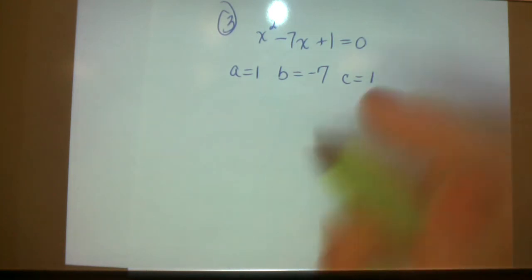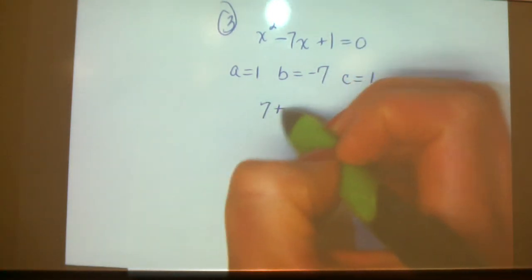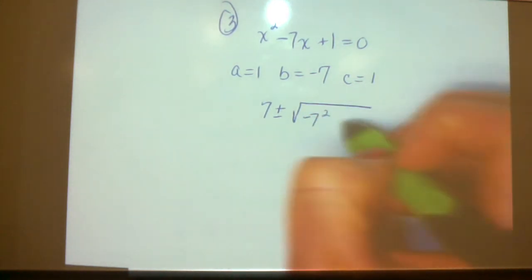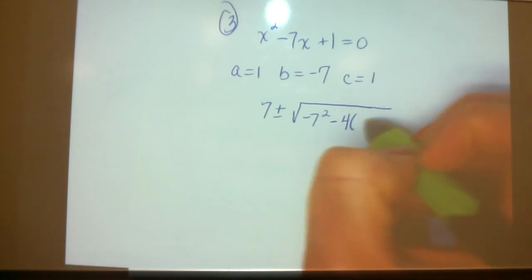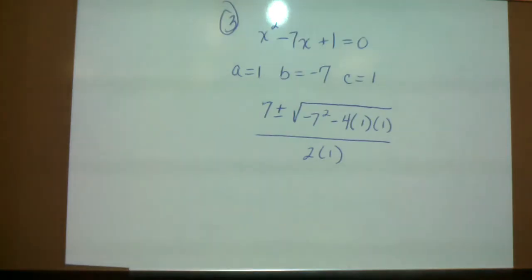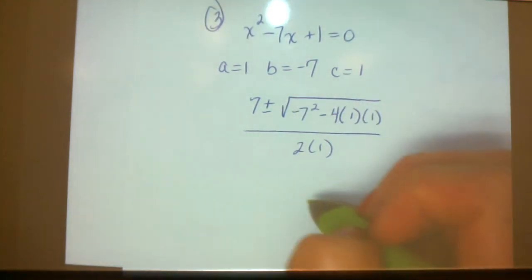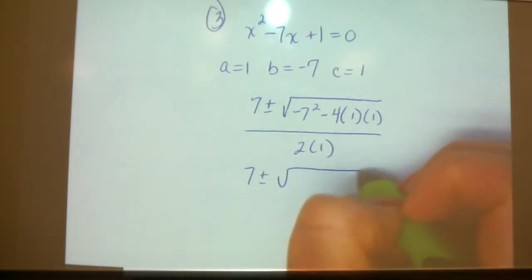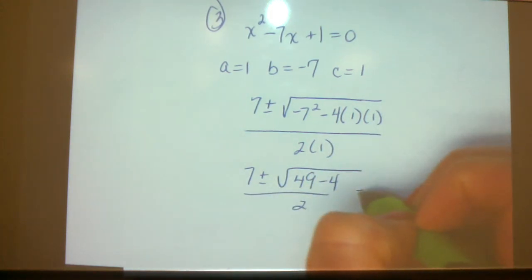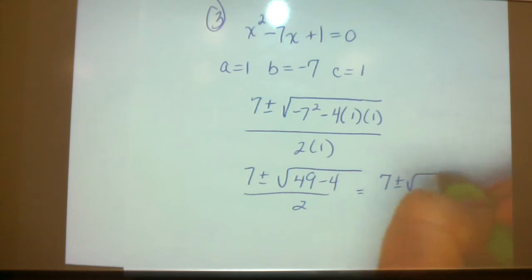So we're going to start off with negative b. Well, b is a negative 7, so we have positive 7 plus or minus the square root of negative 7 squared minus 4 times a, which is 1, times c, which is 1, and then 2 times 1. All right, I've got 7 plus or minus the square root of 49 minus 4 over 2, which gives us 7 plus or minus the square root of 45 over 2.